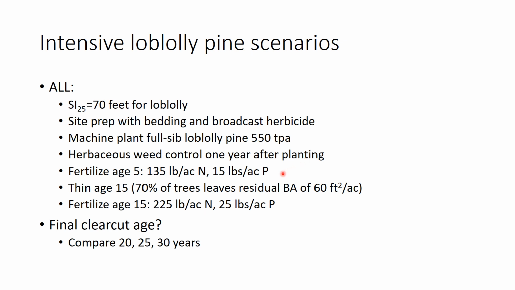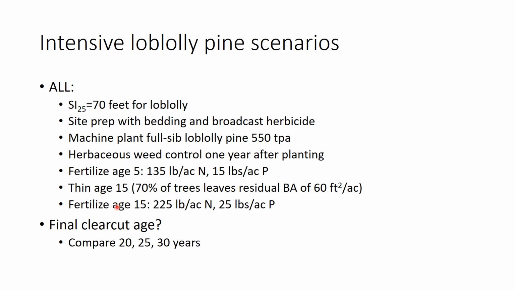Then we're going to fertilize at age 5 with 135 pounds per acre of N, 15 pounds per acre of P. Thin 70% of trees at age 15. And I ran the growth and yield model to determine that I needed to thin 70% to arrive at a residual basal area of 60, which is sort of a typical target residual basal area. You'd want to shoot for 60 to 70 square feet per acre residual after most thinnings.